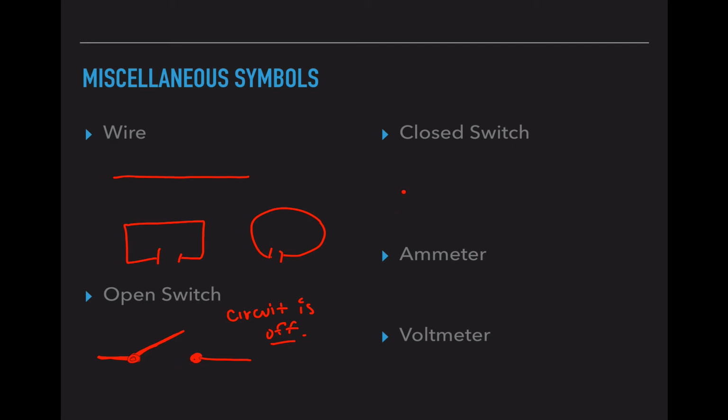Now a closed switch is the same drawing, but with the wire closed like a closed door from above. And if this is happening, our circuit is on.